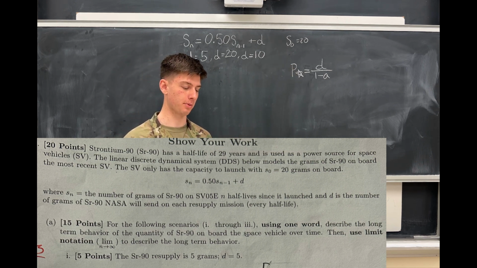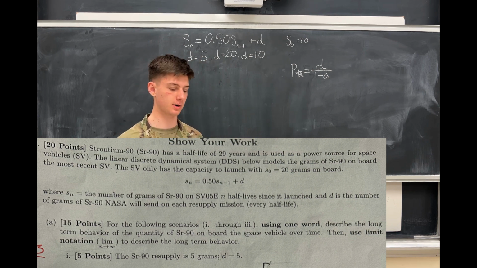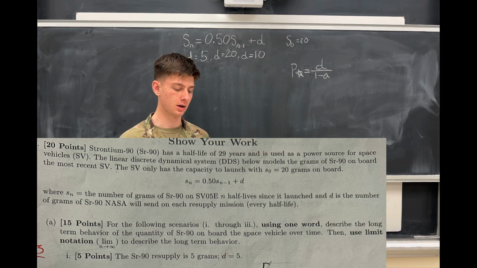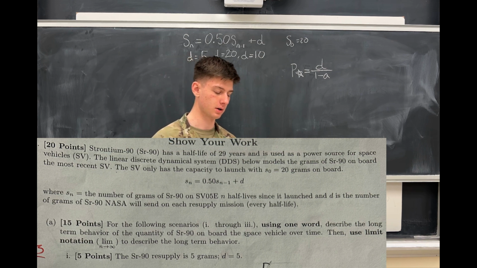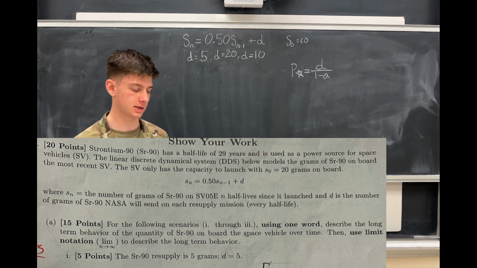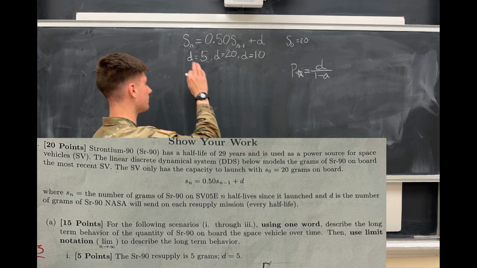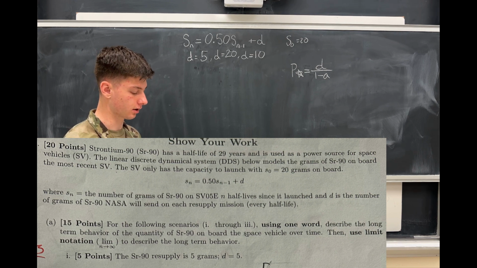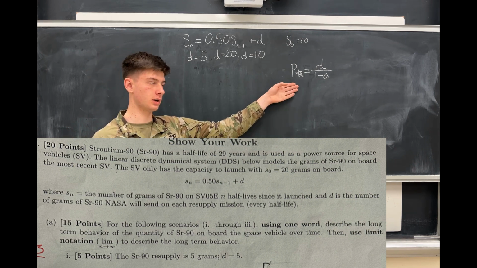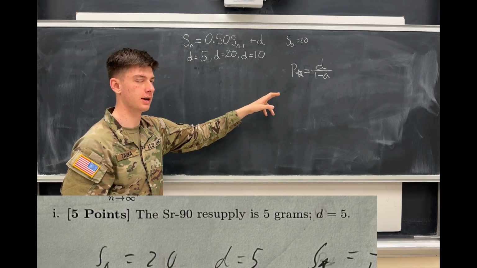Yeah, so on part A, we're going to say for the following scenarios, 1 through 3, use one word to describe the long-term behavior of the quantity of strontium-90 on board the space vehicle over time, then use limit notation to describe the long-term behavior. Okay, so for number 1, it says that the resupply is 5 grams, therefore we have D equals 5. To do one of these equations, we want to make sure that we're using this equation, okay? Have that on your note sheet. Super important if you don't have it already.